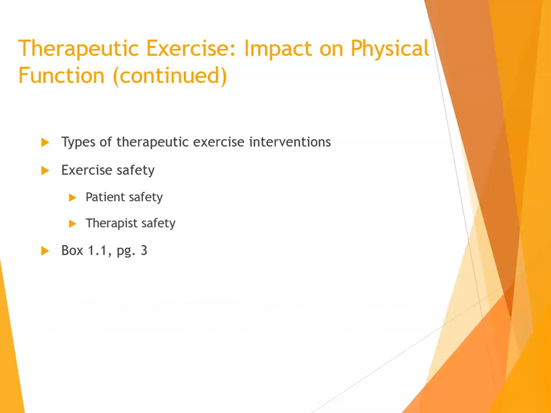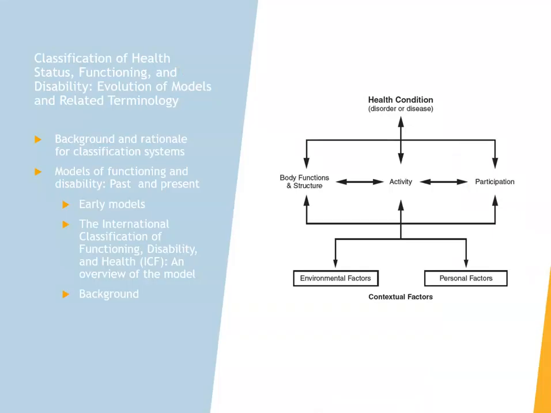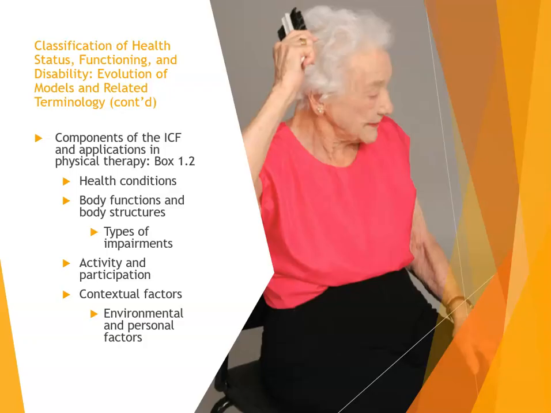And if you would please refer to box 1.1, page 3. And please look over table 1.1, which represents the overview of the ICF. We have already gone over the ICF in PTA 101, so please make sure that you review this again for PTA 220. This is the continuum for the ICF components that you can see in box 1.2, which includes health conditions, body functions and structures, types of impairments, activity and participation, contextual factors, environmental and personal factors. Again, these should all be reviewed from PTA 101.